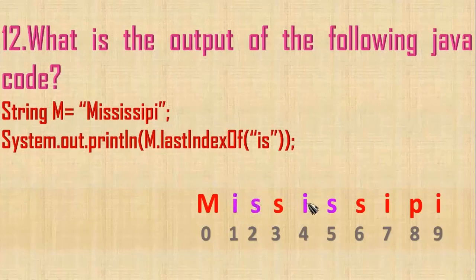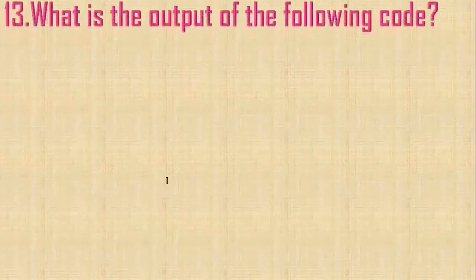Combination of I and S is available in two places. It has been asked to find the last index of. So the second time it is available is starting from 4. So 4 will be the answer. The first letter's index only will be given. Let us go to the next question.